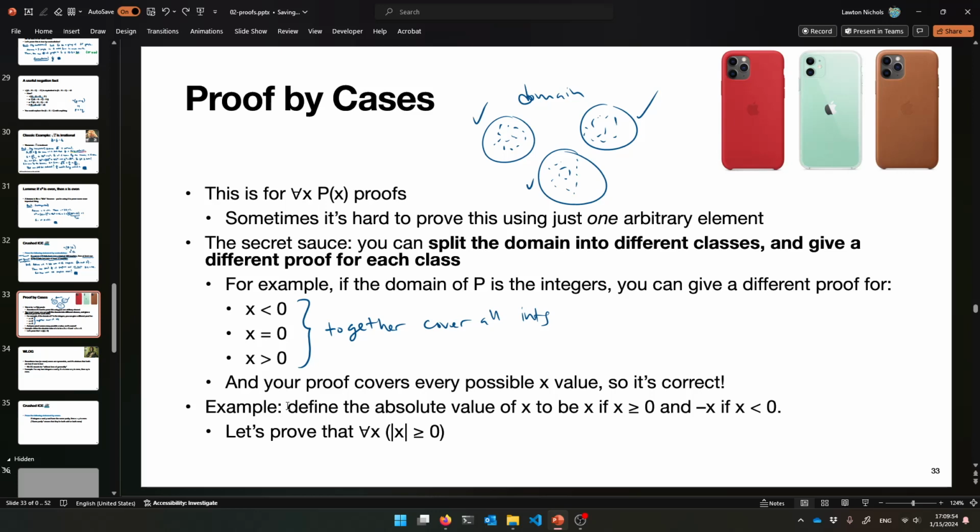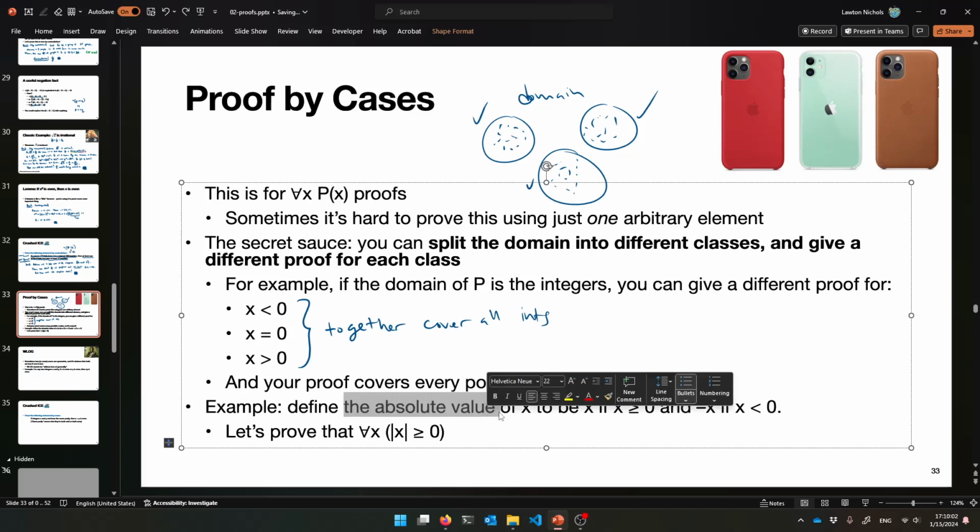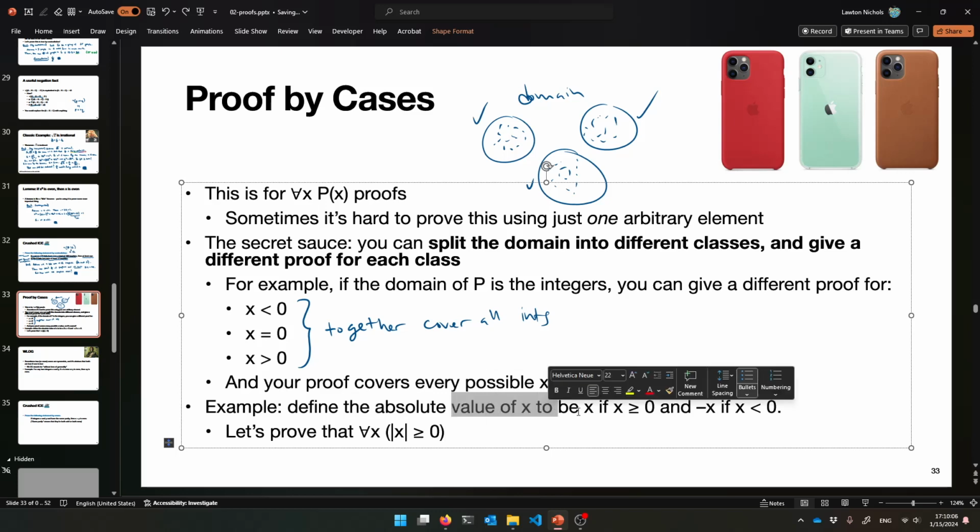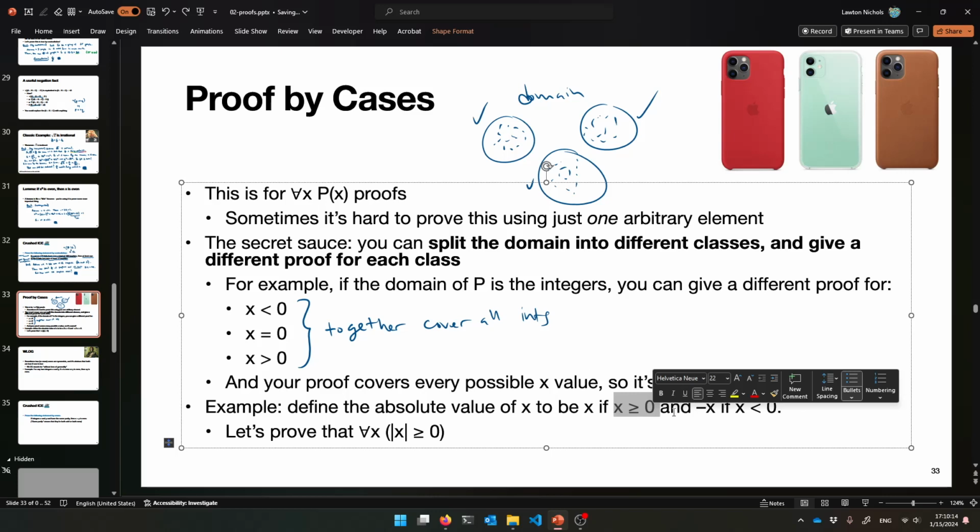All right? So as an example, let's define something. Let's make a definition by cases. That's totally possible. It doesn't have to be just a proof. Let's define the absolute value of a number, and talk about what that means. Define the absolute value of x to be 2 things. You got 2 cases, right? Define the absolute value of x to be just x itself if it's already greater than or equal to 0, if it's a non-negative number, and define the absolute value of x to be negative x if x is less than 0, all right?